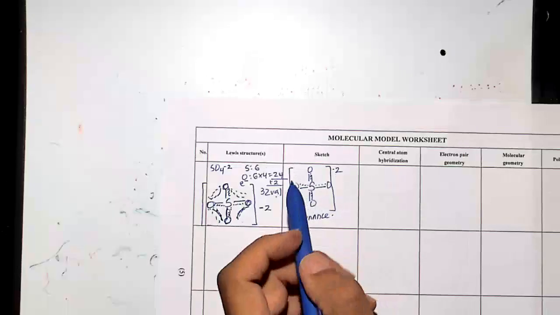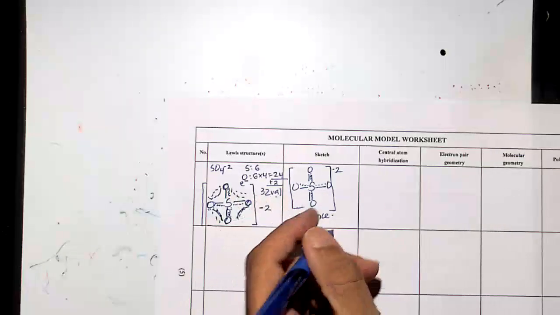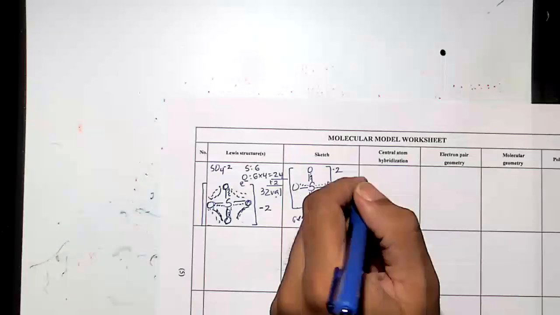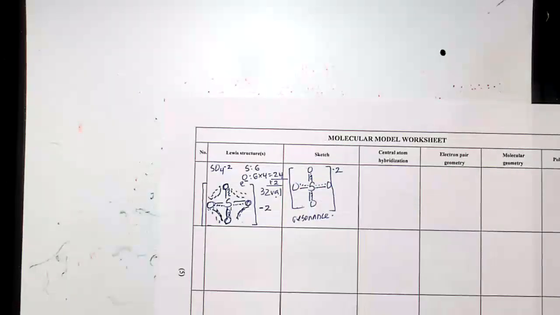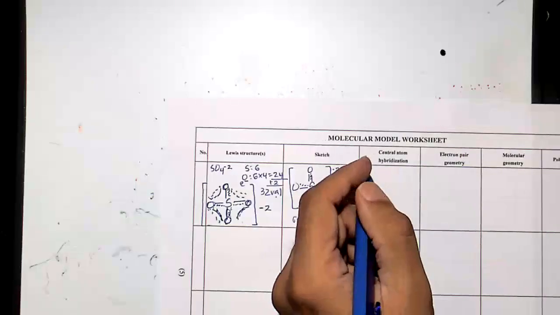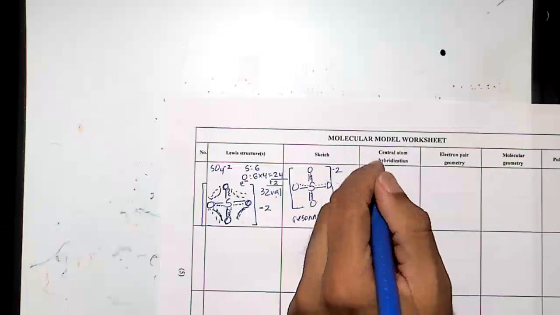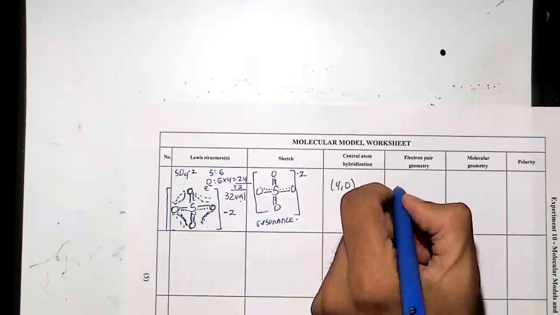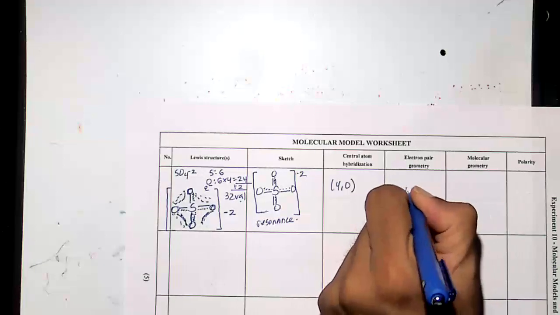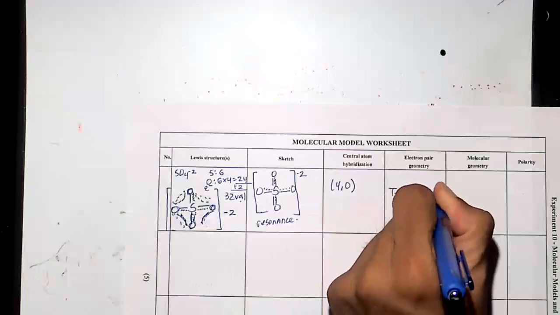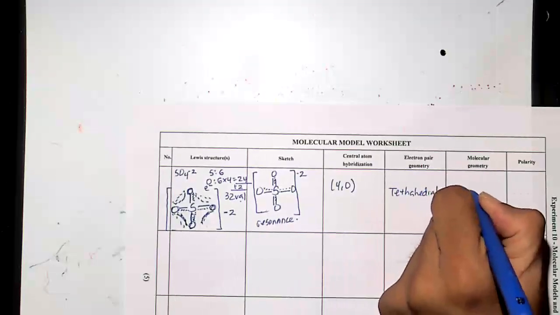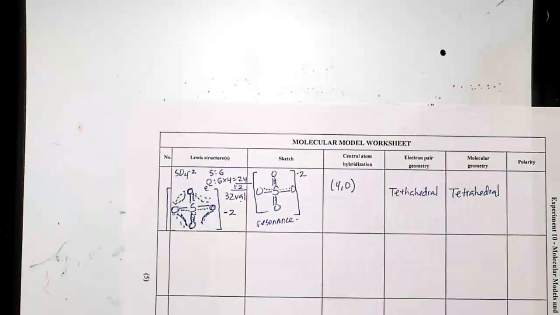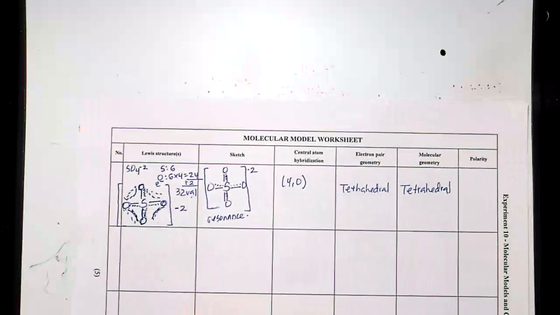All right. What is the central atom hybridization? How many bonds? How many lone pairs? 4 bonds, 0 lone pairs. Okay. 4 bonds, 0 lone pairs. And what was 4 bonds, 0 lone pairs? Okay, tetrahedral. 0 lone pairs means that they are one and the same, the electron pair and the molecular geometry.